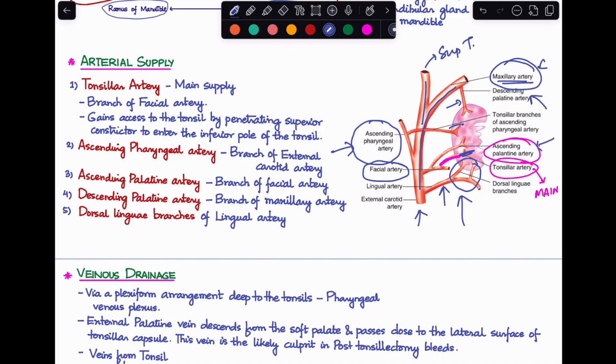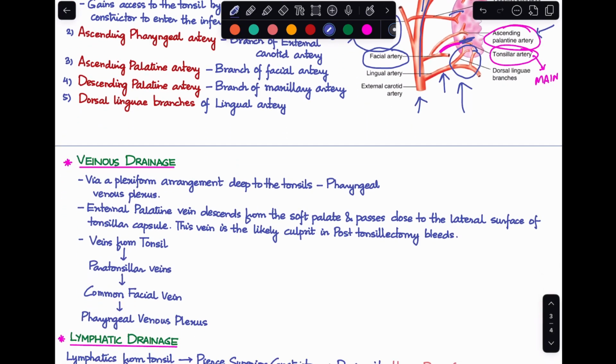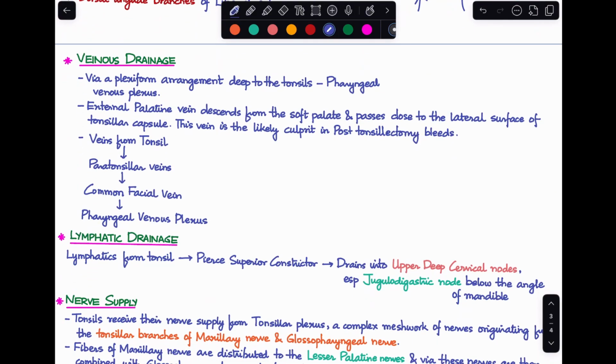You can check out my video on the blood supply of the tonsil where I talk about a mnemonic on how to easily remember all these branches, because this is a very important viva question that you'll definitely be asked if you get a case of tonsillitis. Next, looking at the venous drainage.